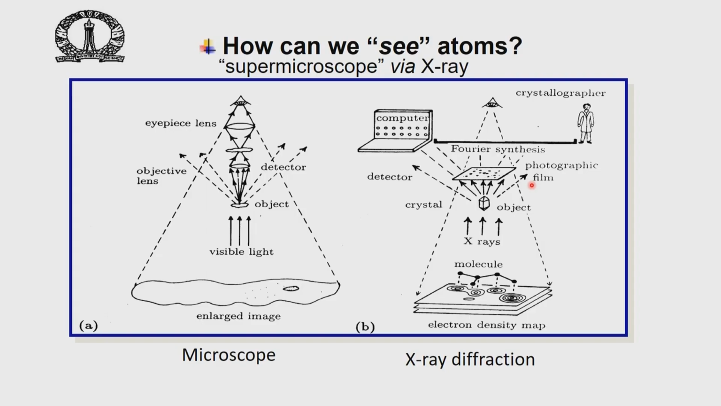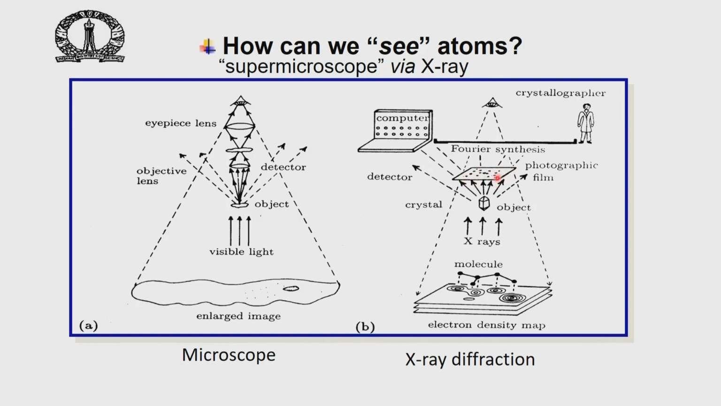As we saw earlier, this slide is taken from the book of Glusker and Trueblood. It is an old book, and that is why a photographic film is shown here. In that place we now put the CCD camera or the CMOS detector. What it essentially does is a comparison between a microscope and an X-ray diffraction experiment. In the case of a microscope, the object sends scattered radiation. Here the radiation follows Bragg's condition because it is a crystal, and when all these Bragg's conditions are satisfied, we get the reciprocal lattice image.